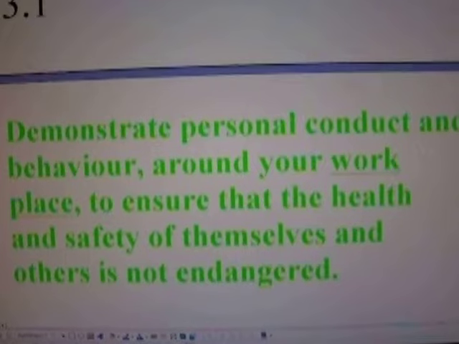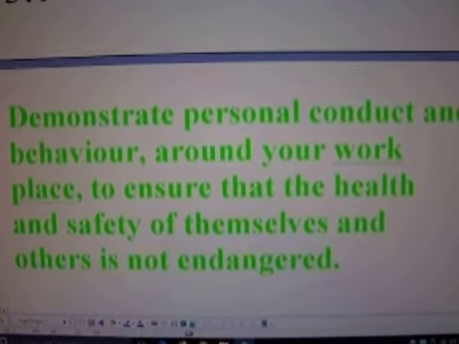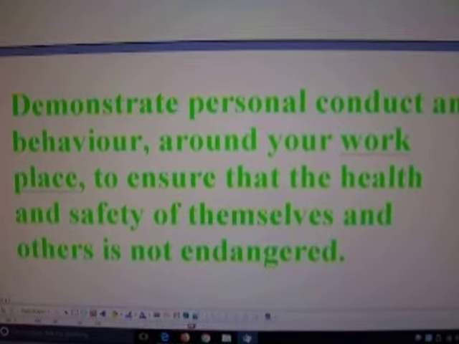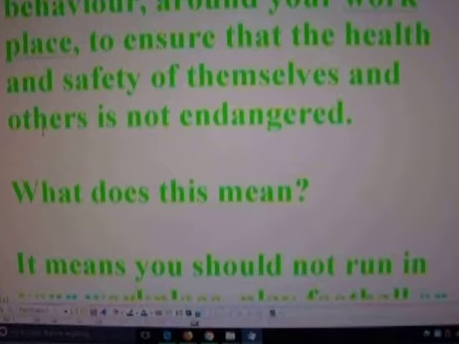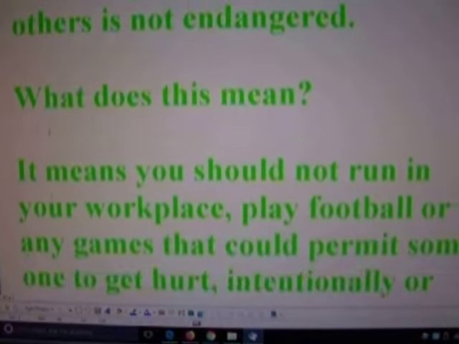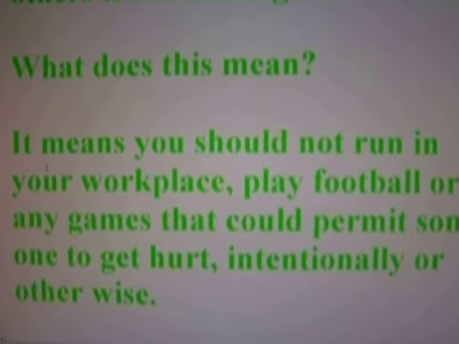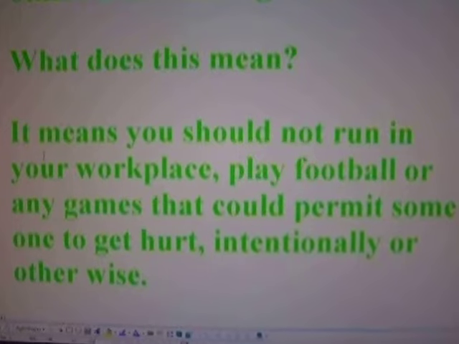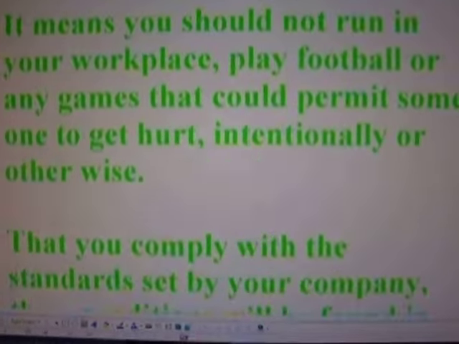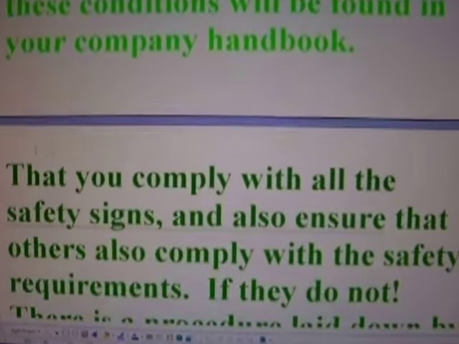Demonstrate personnel conduct and behavior around your workplace to ensure that the health and safety of themselves and others is not endangered. What does this mean? It means you should not run in your place of work, etc., or do anything which endangers others. You have a duty and responsibility to make sure you are safe and others are safe as well, not just for yourself. Again, you can read this for yourselves. Okay.